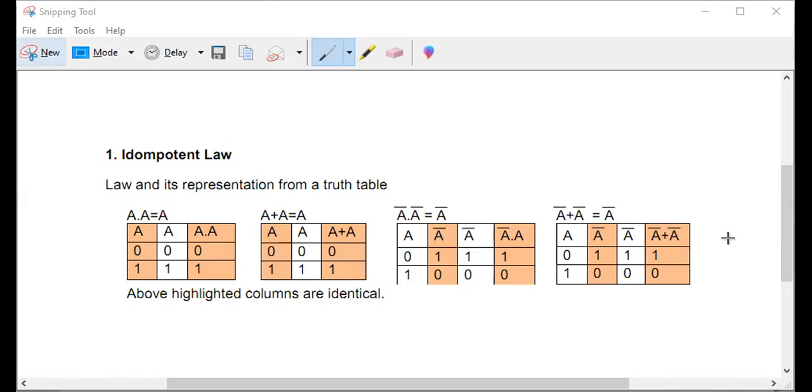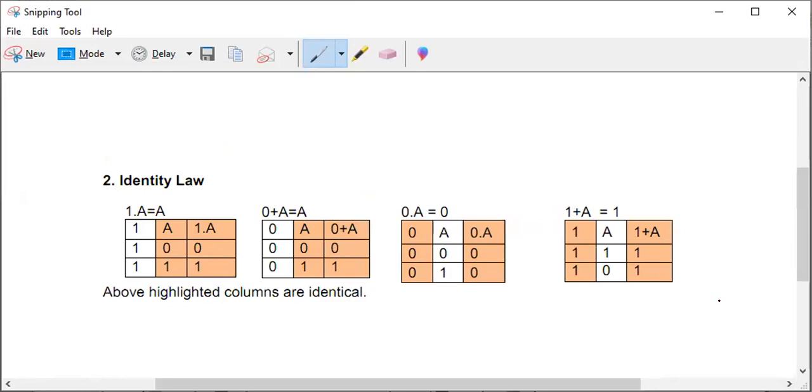So this is called identity law. 1 dot a equals a, 0 plus a equals a, 0 dot a equals 0, 1 plus a equals 1, right? Now here you can understand it better. Here 1 means the same thing, 1 1 is coming. A can be either 0 or 1. So the output will be 1 dot a, which will be a.